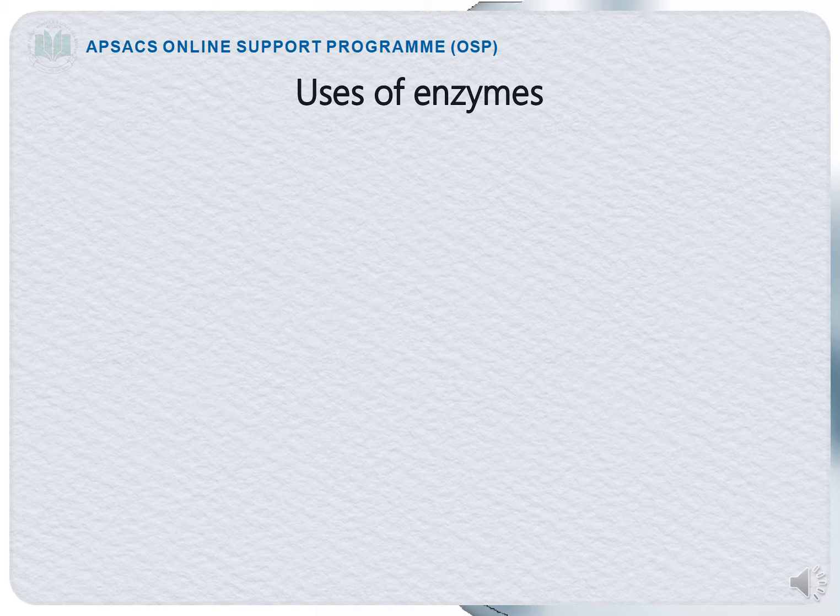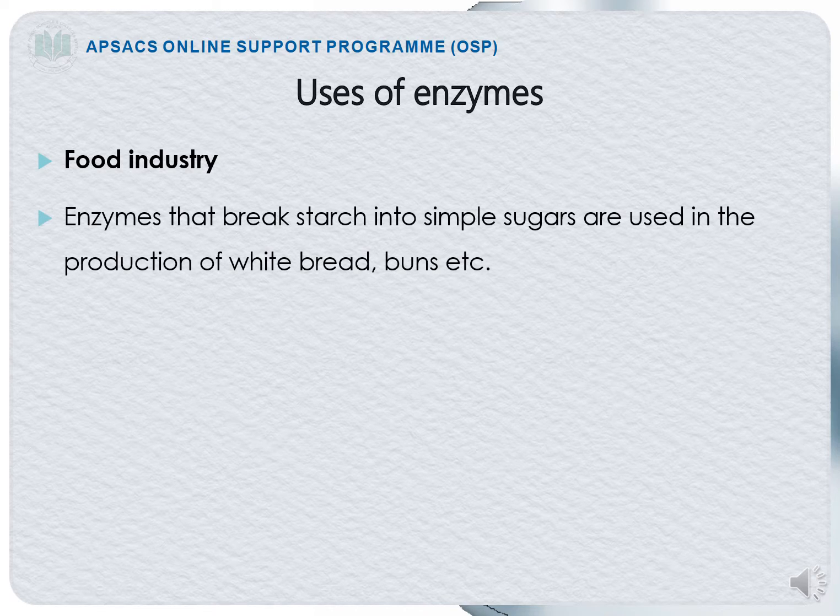Uses of enzymes. The first use of enzyme is in the food industry. Enzymes that break starches into simple sugars are used in production of white bread, buns, etc. It means that the starches or the carbohydrates are the complex form. So enzymes break these starches and carbohydrates and convert them into simple sugars, and when they are converted into simple sugar, they are used in the production of white bread, buns, etc.